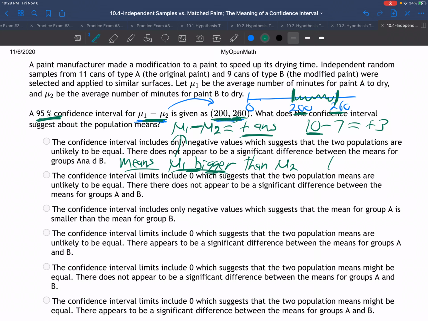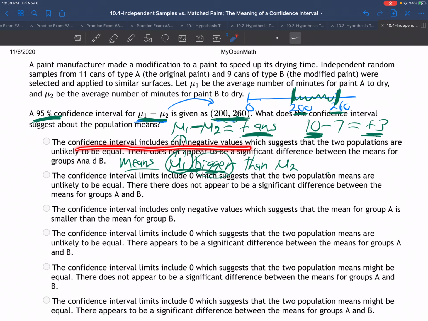If the first number is smaller, like 6 minus 8, you'll get a negative answer. The first number can't be smaller. You've got to have the first number bigger to get a positive answer. And we got a positive answer. How do we know? Because it came out between 200 and 260. That's what that interval says. We're 95% sure that the subtraction comes out to be between 200 and 260, meaning it's a positive answer, meaning the first number's bigger. Okay, so let's read through our options.